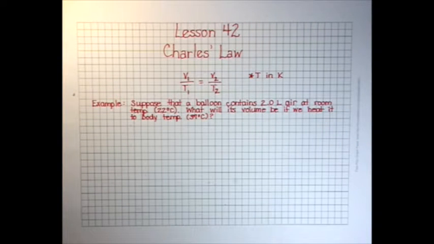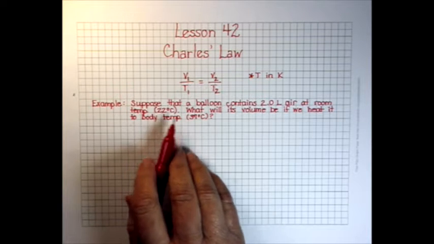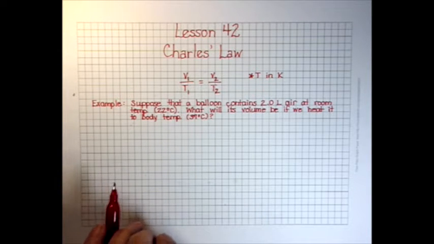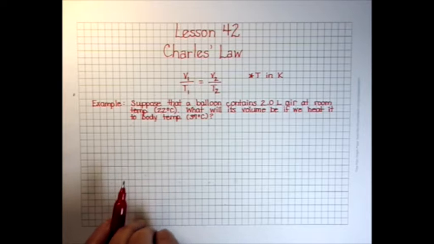Okay, for example, let's suppose we have a 2-liter balloon. That's a modest little balloon at room temperature, which is usually considered 22 degrees Celsius. And little Charles decides he loves this balloon and he wants to take it home from the party with him, so he tucks it underneath his shirt and it warms up to body temperature, 37 degrees Celsius. How big is this balloon going to be?